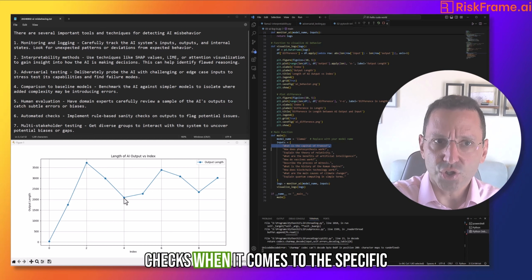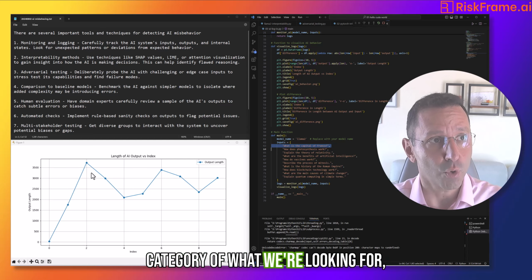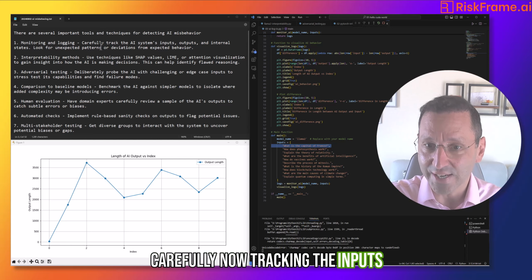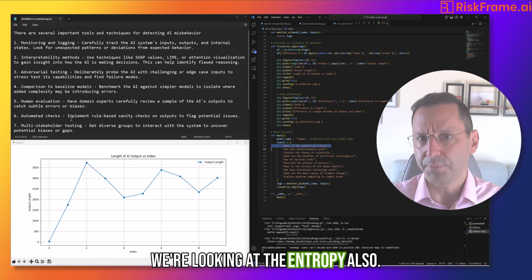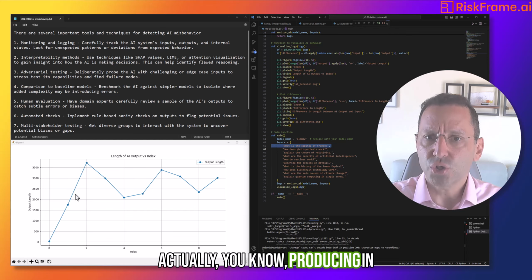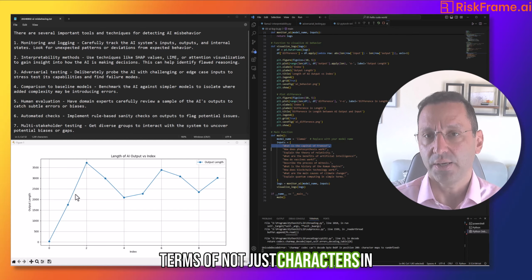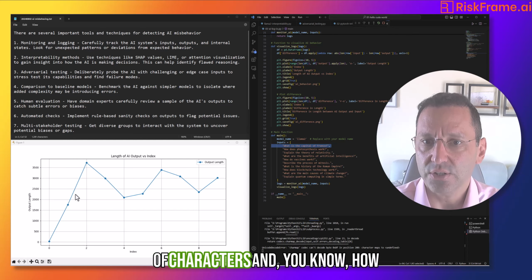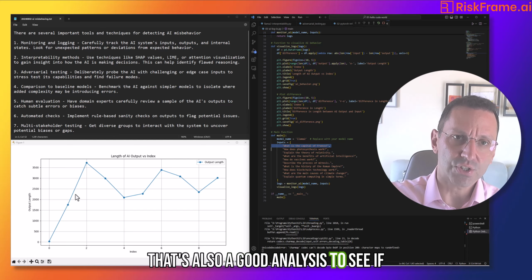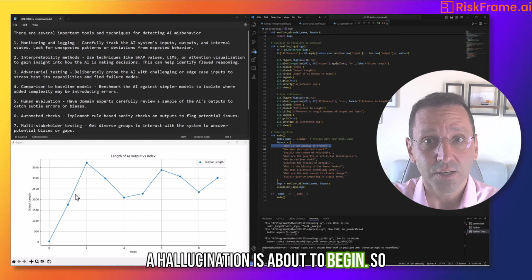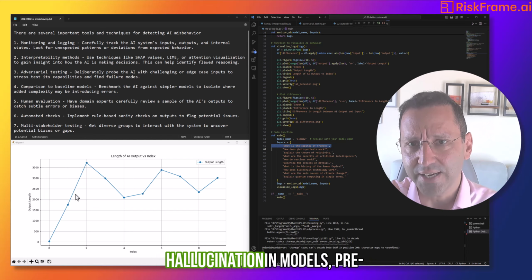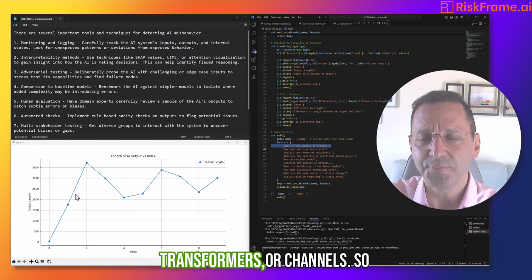So more advanced checks when it comes to the specific category of what we're looking for, which is the first one, monitoring and logging. We're carefully now tracking the inputs and outputs in terms of length. We'll be looking at the entropy also. So what is it that the model is actually producing, in terms of not just characters in terms of length, but also the types of characters and how much value is there in those words. That's also a good analysis to see if hallucination is about to begin. So typically you would have something related to the length, and then a hallucination in models pre-transformers, chat models.